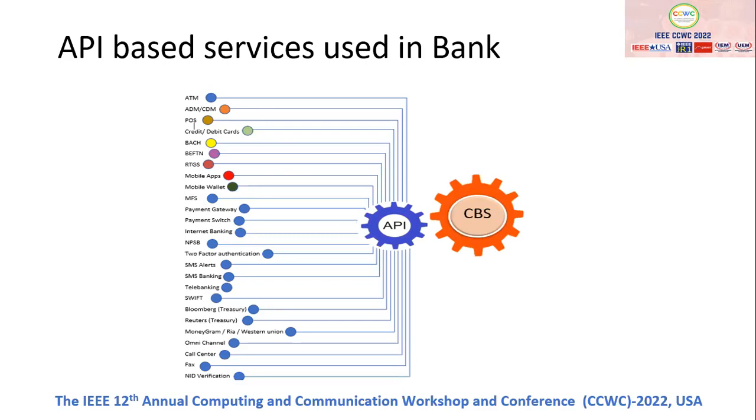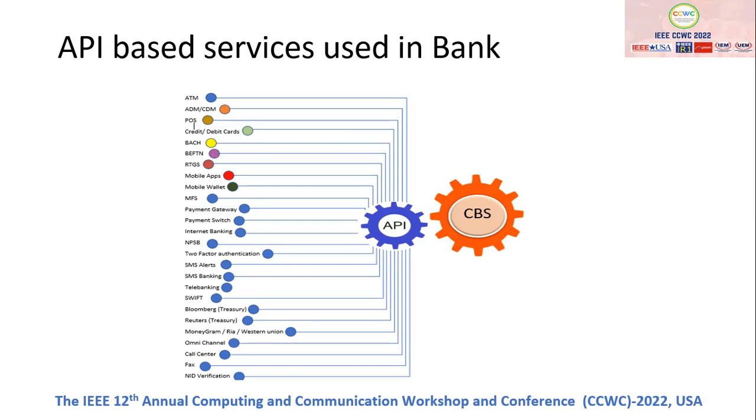Similarly, there are APIs for POS, point of sale. When a customer goes to a shop and purchases something, they produce the card. Then this card system connects with the core banking system through an API. So they actually work in between the card management system and the core banking system.